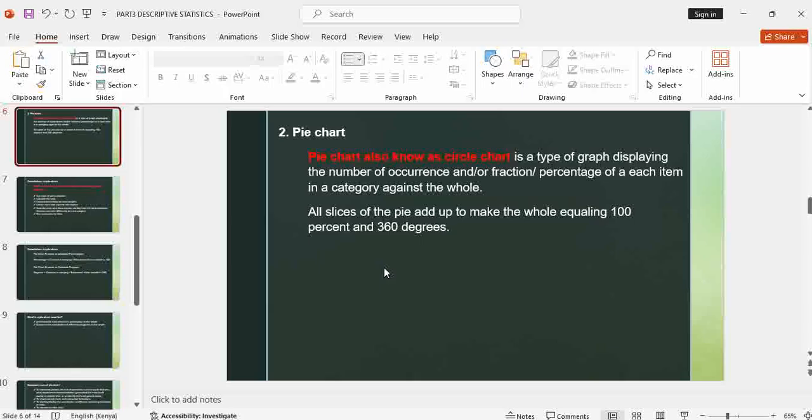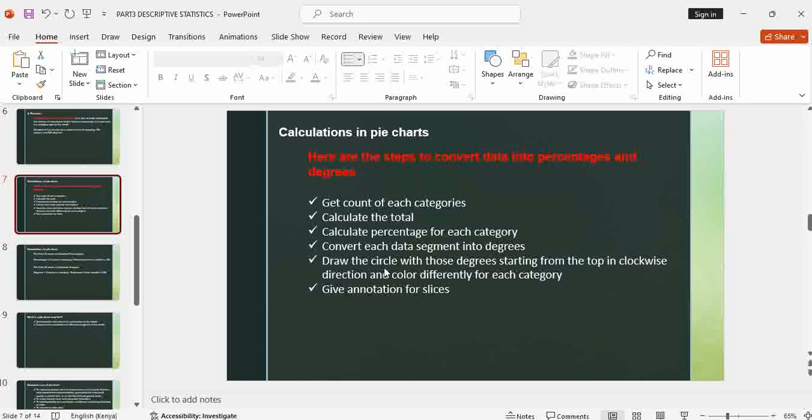And since we are saying a pie chart is a circle chart, you know a circle makes up 360 degrees. So the entire population will make 360 degrees, and the data that we are representing in this circle makes up 100%. So for the calculation of a pie chart, your data has to be categorical data. The first step is to get a count for each category. For example, if I have male, female, prefer not to say, I have to give male this number, female this number, prefer not to say this number. That is the first step.